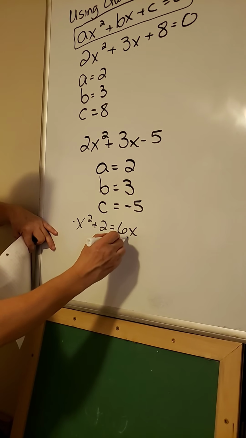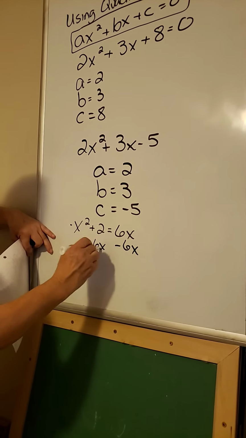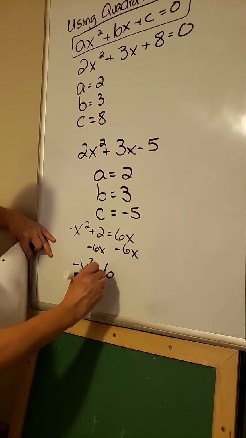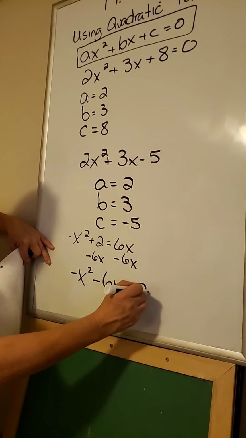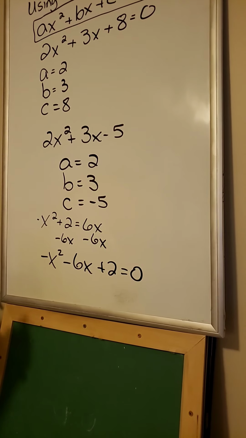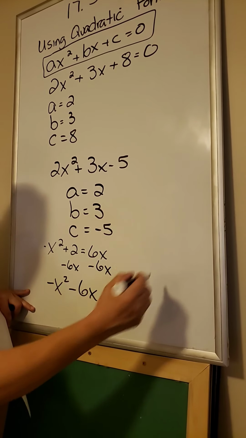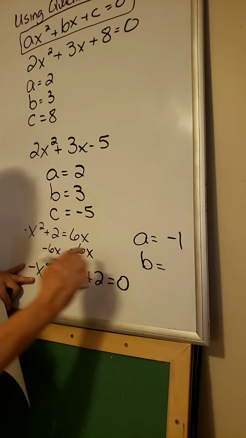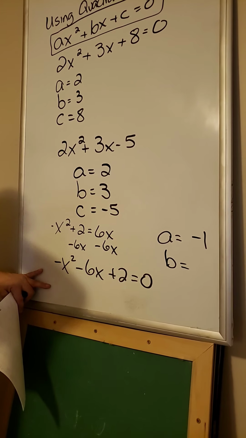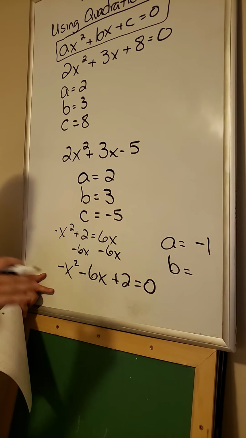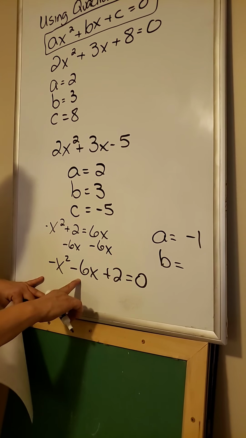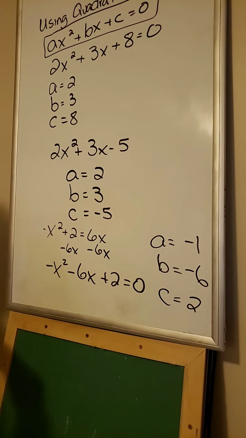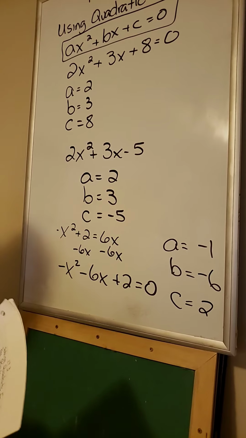How do you move this? You do the opposite. Now, what you have over here is negative x squared minus 6x plus 2 equals 0. You don't identify your A, B, C until you have it in standard form. So your A is going to be negative 1. Your B is not 6. If you had tried to identify your A, B, C before you moved it, you would have put down a positive 6, but it's really a negative 6. And your C is a 2. So you have to be sure you put it in standard form before you identify your A, B, and C.